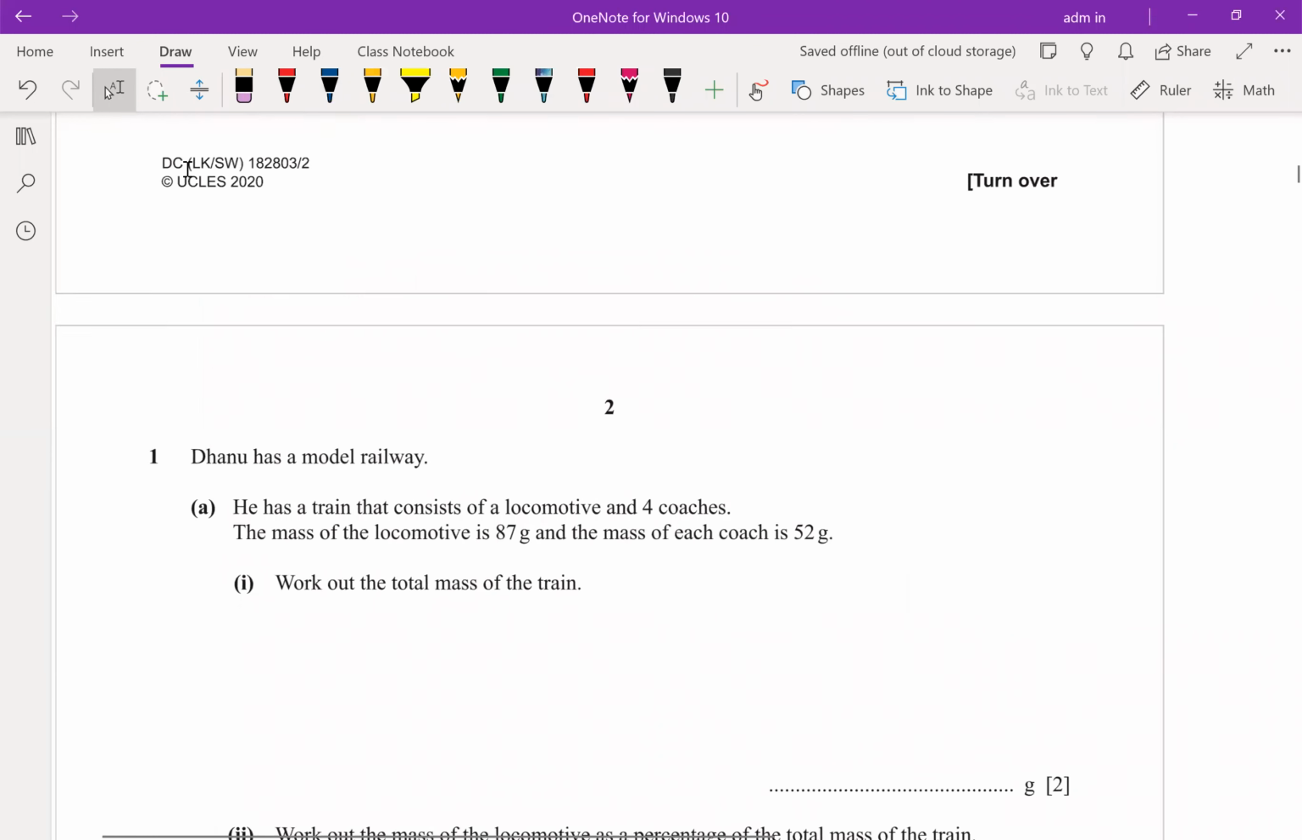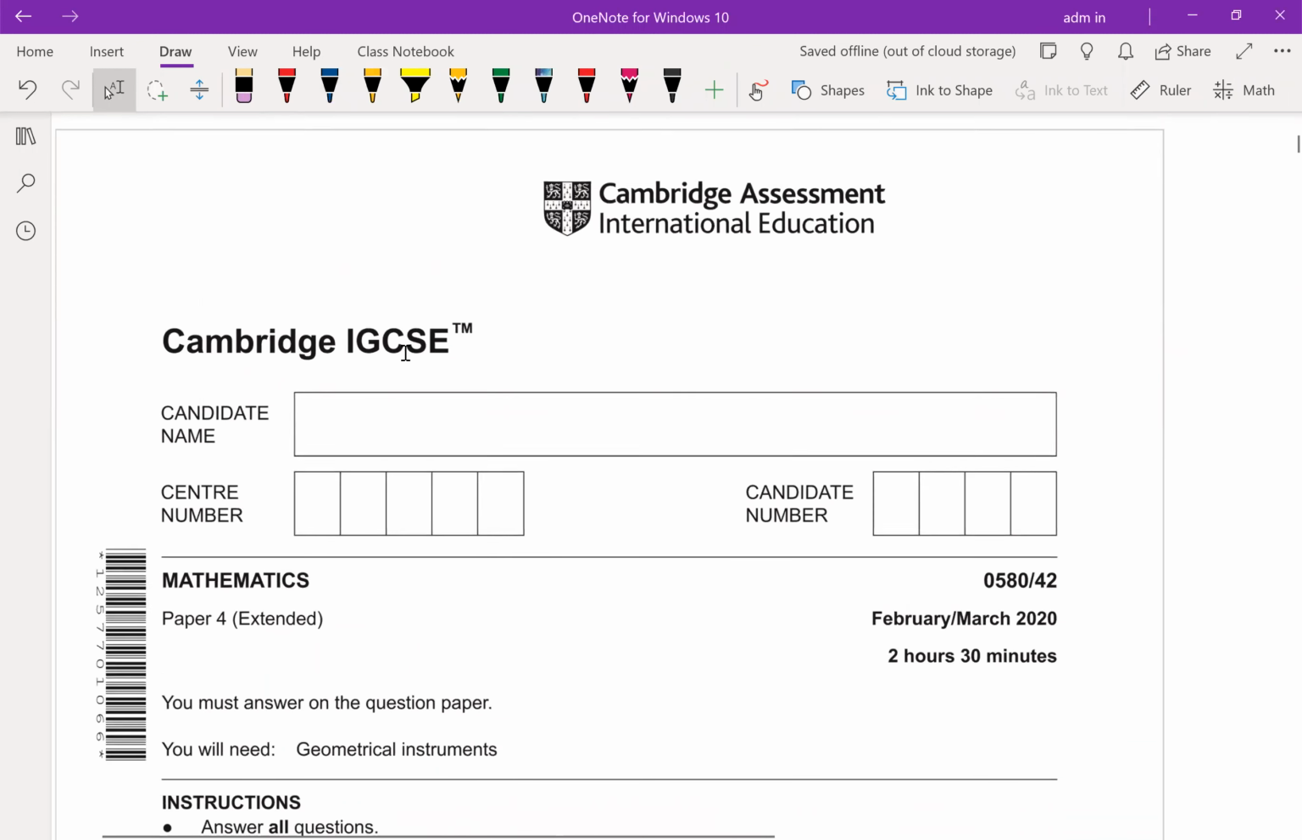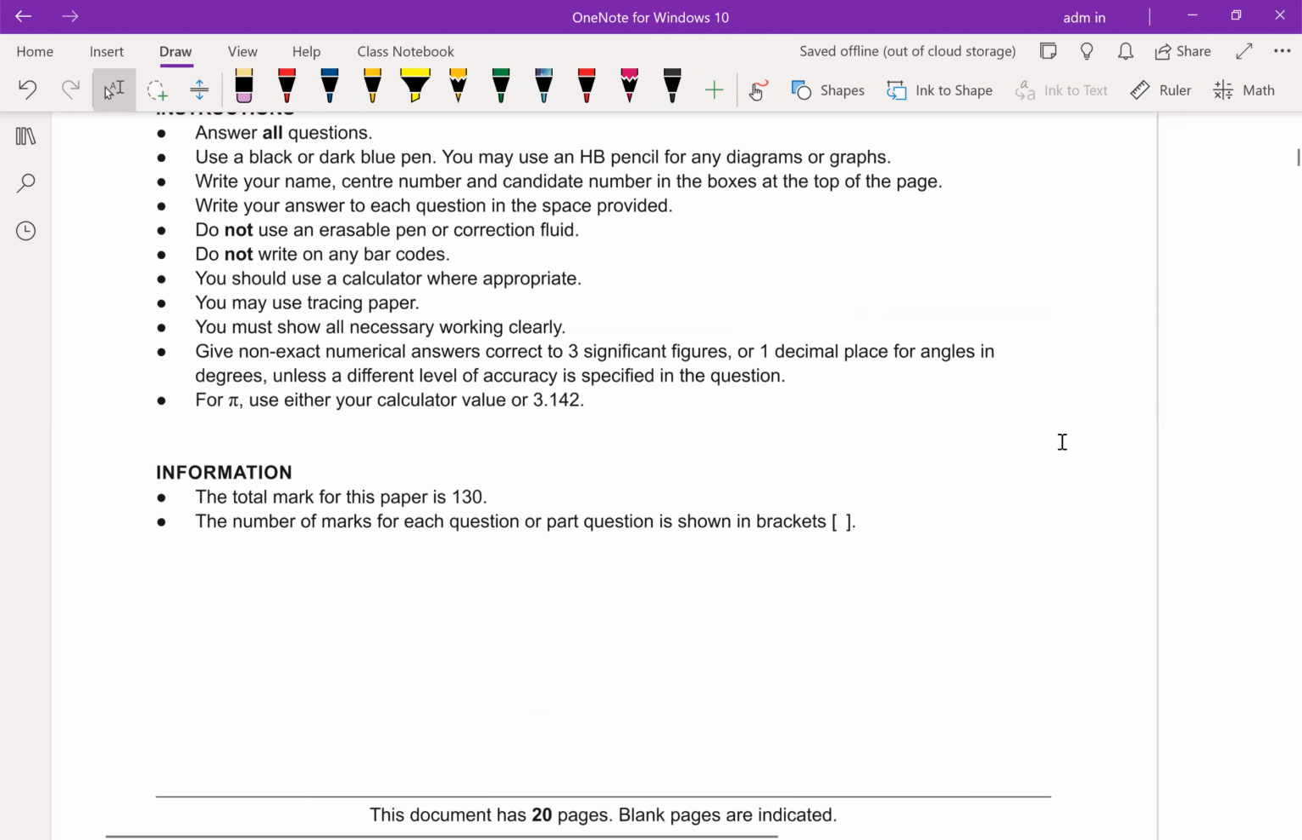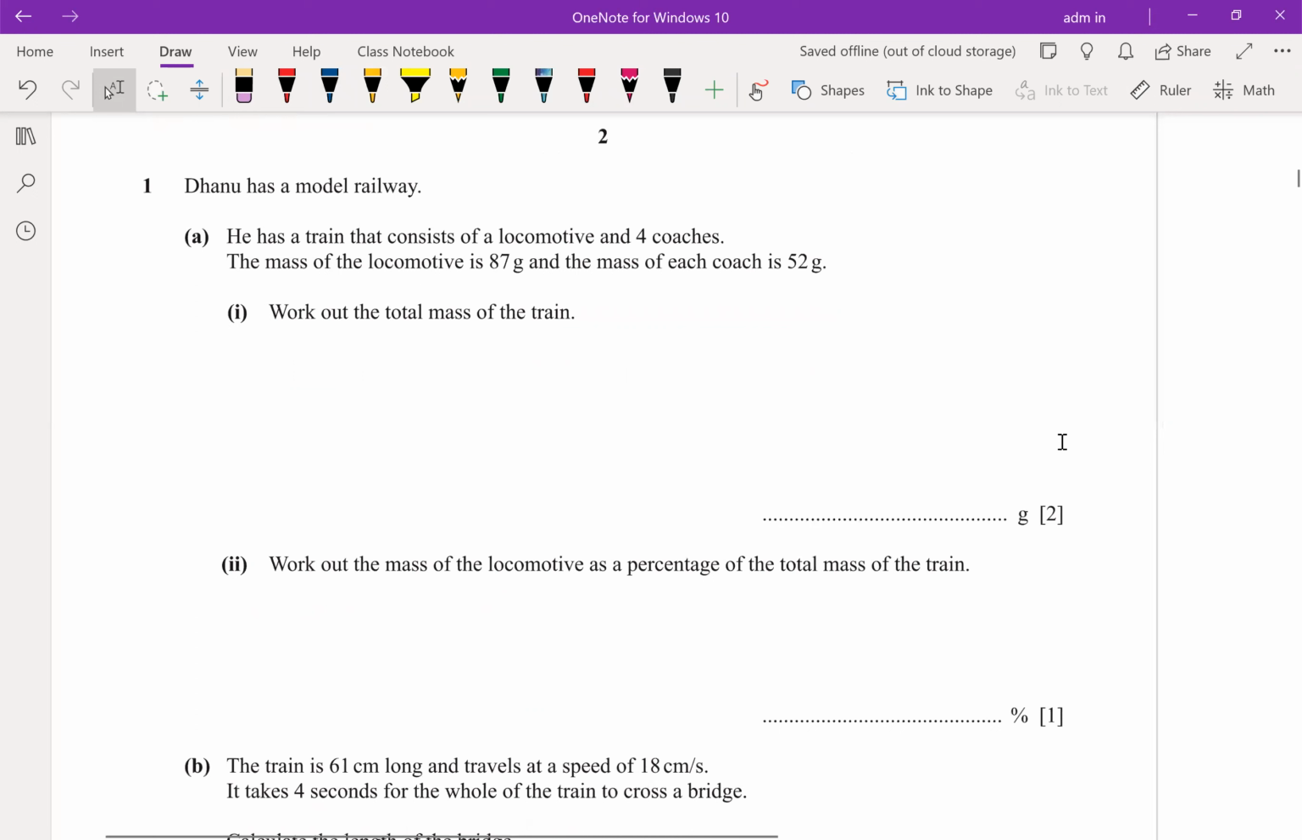Question number 1. The February, March 2020, paper 42. Question number 1.